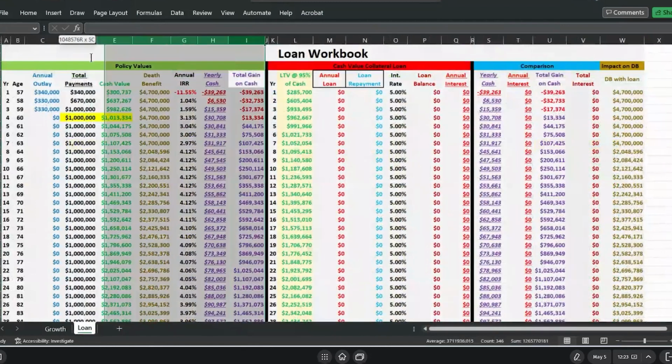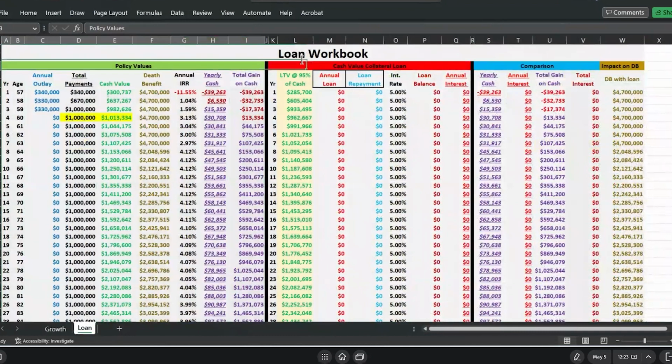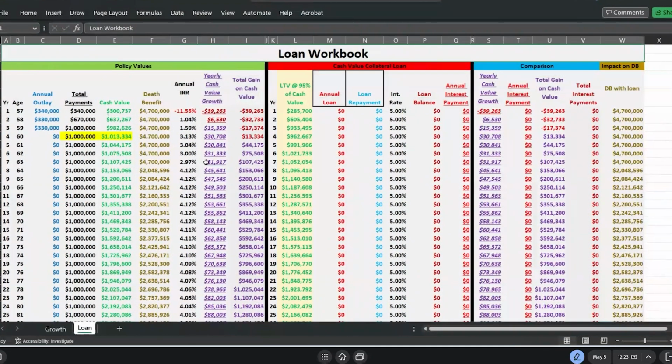And for now, just focus on everything underneath policy values in green. I know it's a lot of information. All right. So what we've got here, in fact, let's do this first. Annual outlay, there's your funding, there's your cash value. Here's your annual IRR. This gives you, from a growth rate standpoint, what your policy is growing by year over year. First year, you paid in $340,000. You have $300,000 in change, which no matter how you spin it, comes out to a loss of 11.55%. That's why we see negative 11.55.